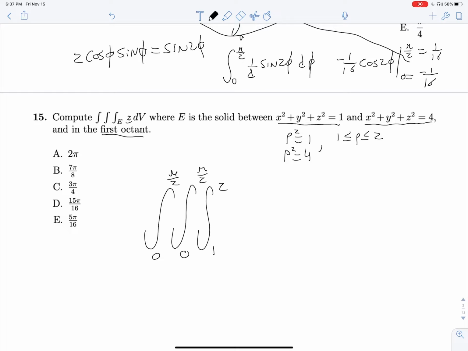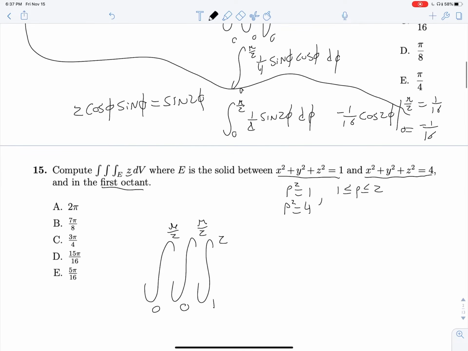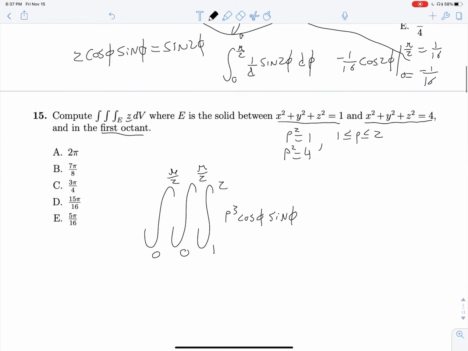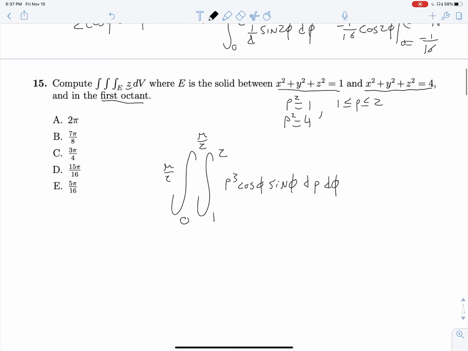And then we have a z in here, and just like we did up here, we're going to set up the exact same integrand, where z is rho cosine of phi. So rho cubed cosine of phi sine of phi, d rho, d phi, d theta. And we're actually not dependent on theta at all, so we can just multiply by pi over 2 and get rid of that to save some space.